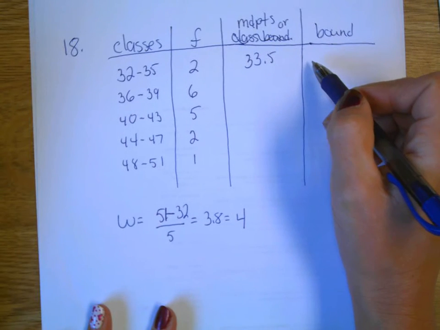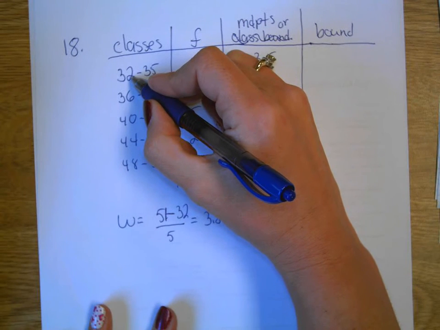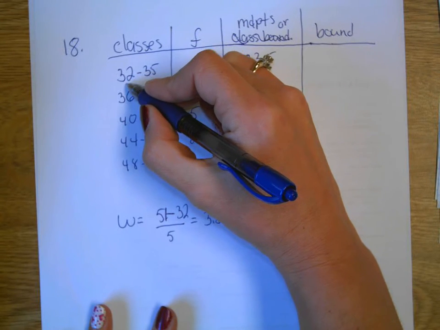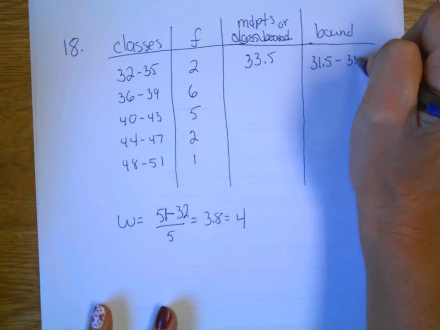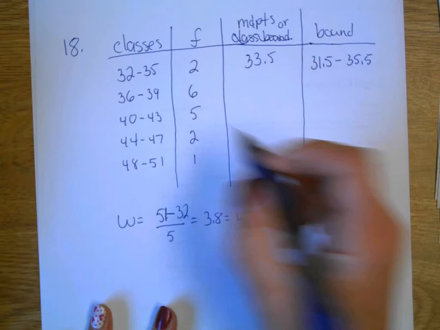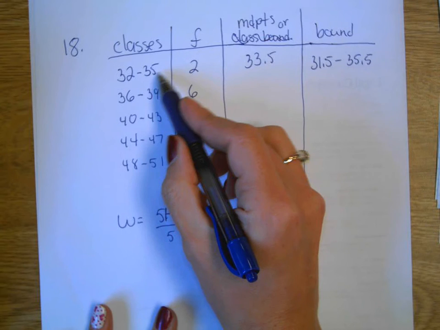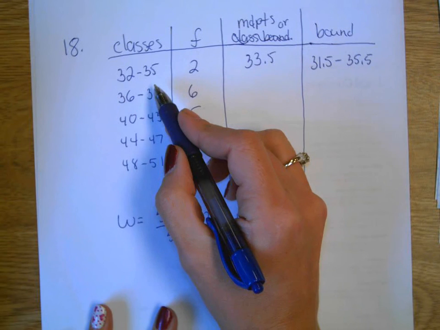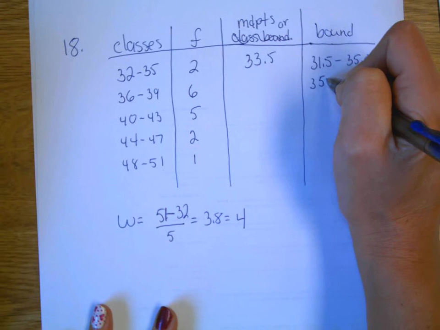Boundaries. What would be my lower class boundary here? If it starts at 32, what do we do? Remember, the boundaries close the gap. Back up a half. Why do you only have to go half? Because halfway between 35 and 36 is 35 and a half. So the next one is 35.5. 35.5 is halfway. And for the midpoint, 33.5 plus 4 is 37.5. Yes.